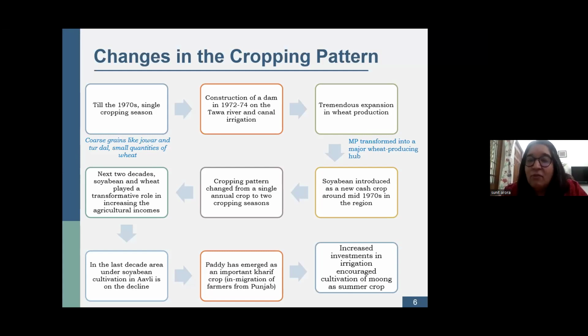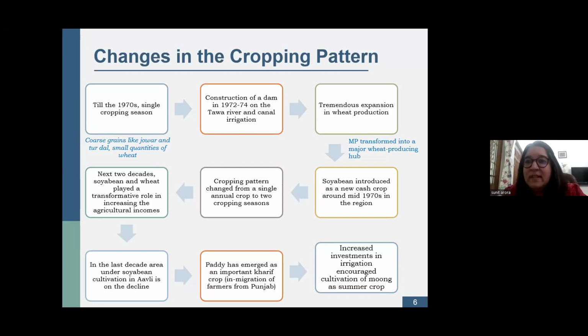So you don't need to spray a lot of fertilizers, you don't need to spray a lot of pesticides, and it is cultivated in the monsoon season. So irrigation is also taken care of. Yields were also pretty high because it was new to the soil there. So the cropping pattern changed from a single annual crop to a double cropping season now. So there was wheat in the winter months followed by soybean in the monsoon months.